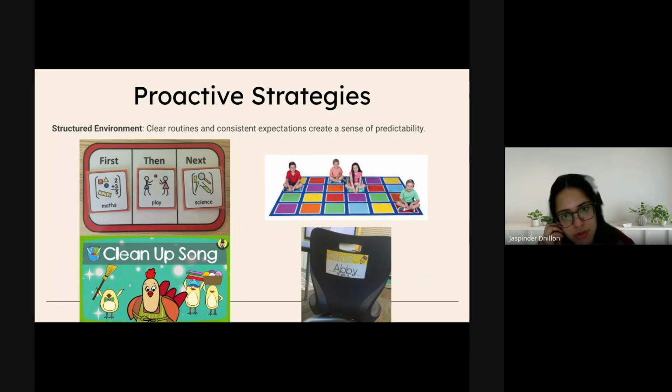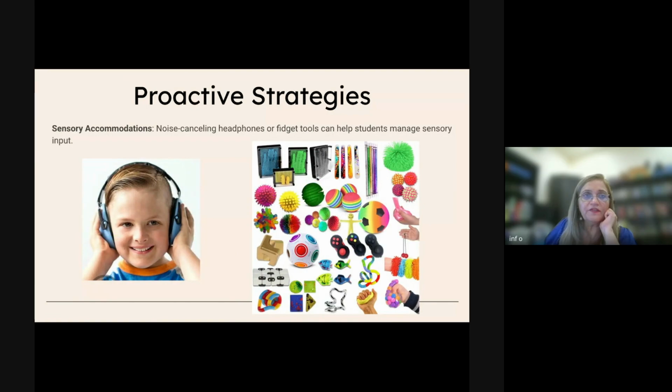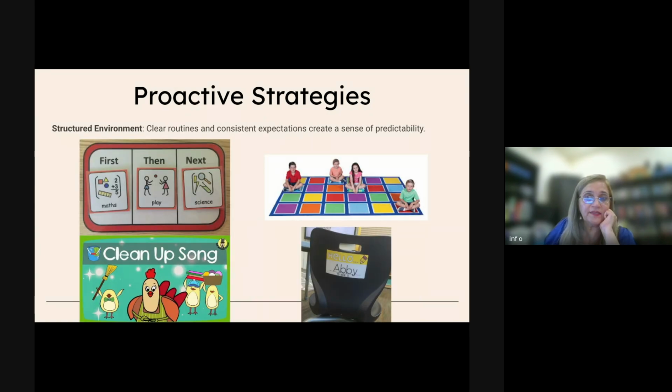Also for this class routine, something that could be used is like a cleanup song. So all the students immediately know that when this song is put on, it's time to stop everything that we're doing and to clean up. And it also helps with transitioning between classes. So the facility of the first, then, and next.